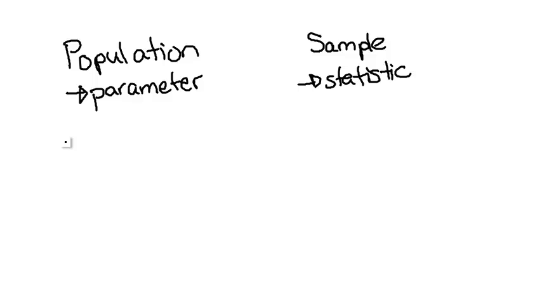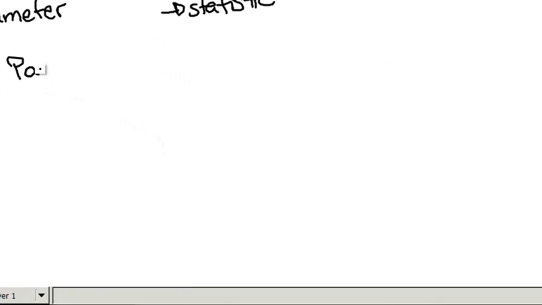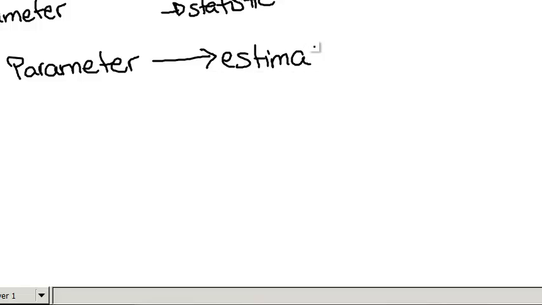Now the overarching goal is we really want to know that parameter. But unfortunately, since the population is so large, we're not able to know the exact number for the parameter. So what we do is we estimate it with the statistic. And that's where the field gets its name from.